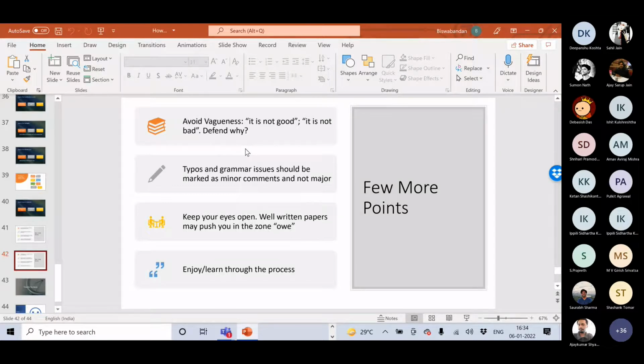There might be some typos, some grammar issues. That's okay. You can say that there are some minor comments here and there, but that's not my major concern. My major concerns I have already talked about in the weakness section, right?